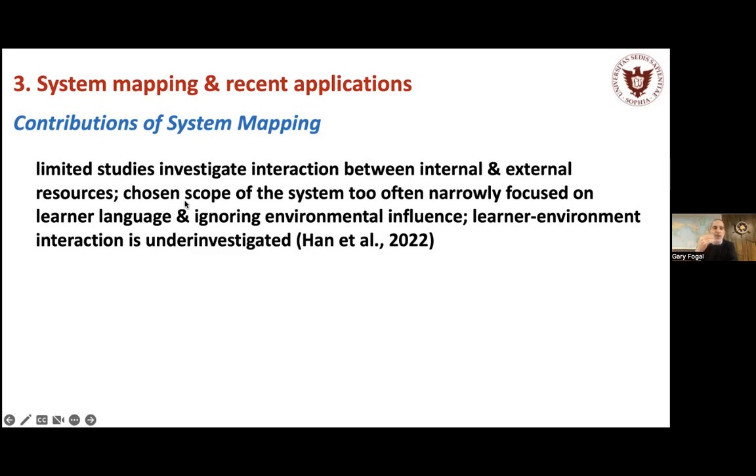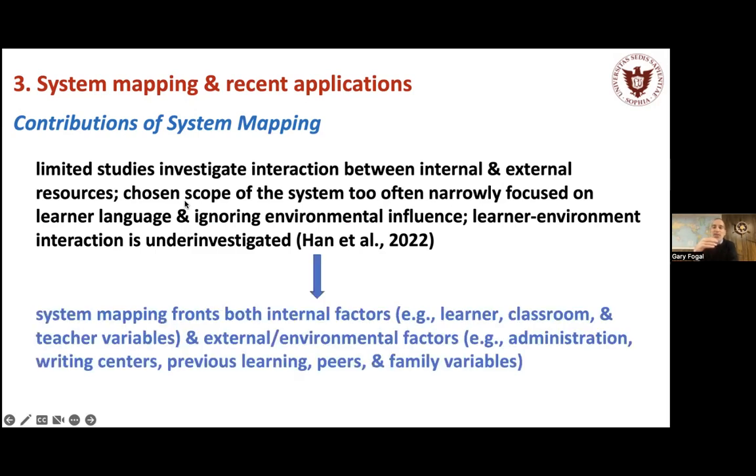They argue learner-environment interaction is under-investigated, they suggest. So the focus of much CDST research, according to Han and colleagues, is on learner language as a standalone system. So think of CAF studies, for example. System mapping helps to address this concern by fronting both internal factors like learner, classroom, teacher variables, and external or environmental factors like administration, writing centers, previous learning, peers, etc.